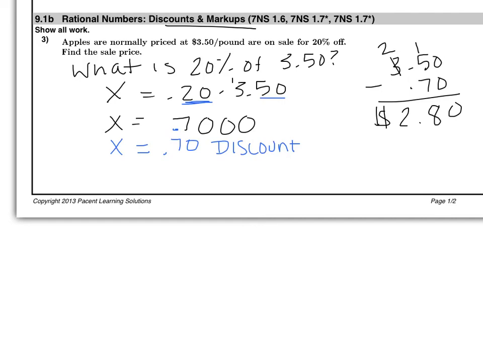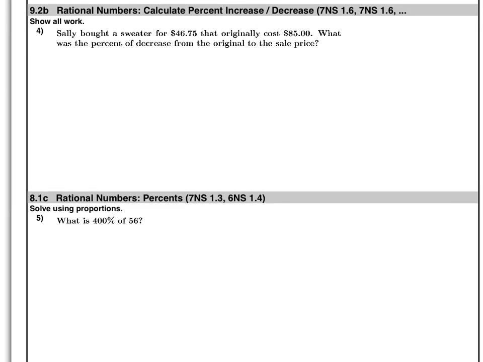And so I want to make sure that I write that this is the sale price, and I box my answer. All right, moving on to problem number 4.